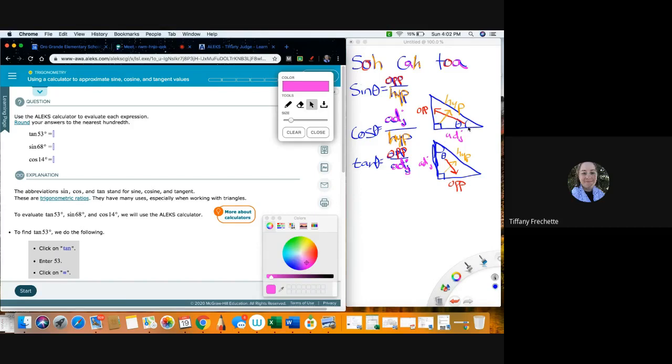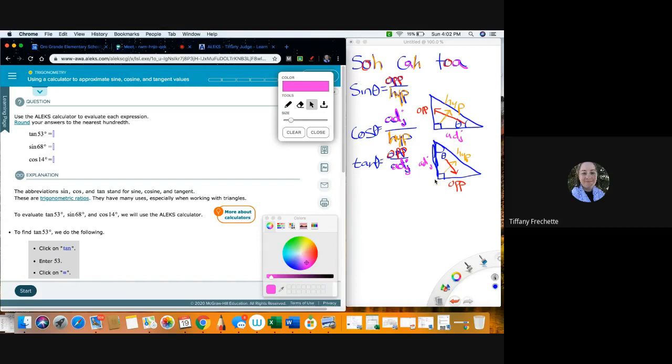And it depends on which angle you're looking at for which side is opposite and which side is adjacent. Because if I'm looking at the bottom one, then I have opposite on the side, adjacent on the bottom. But if I'm looking at the top, then opposite is on the bottom and adjacent is on the side. So it just depends on which one.